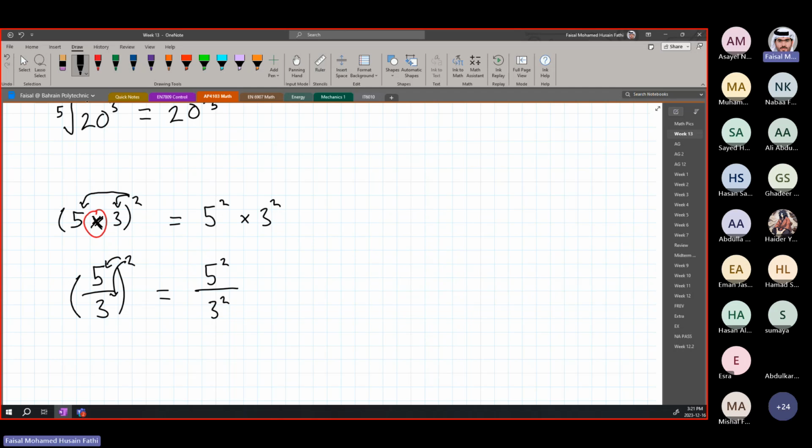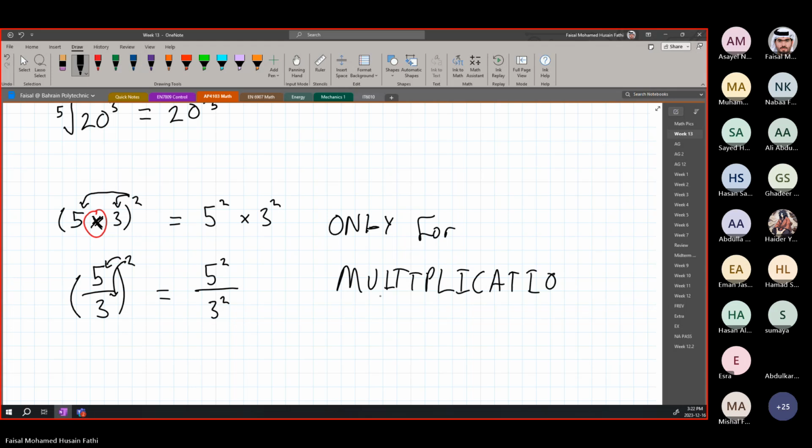This is just another rule of exponents, how you can deal with exponents. Keep in mind, this is only for multiplication and division. Okay?